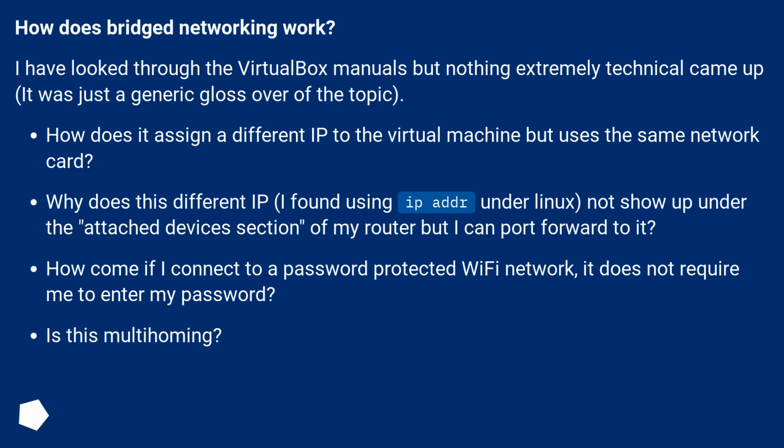How does it assign a different IP to the virtual machine but uses the same network card? Why does this different IP, I found using IP address under Linux, not show up under the attached devices section of my router but I can port forward to it? How come if I connect to a password-protected Wi-Fi network, it does not require me to enter my password? Is this multi-homing?